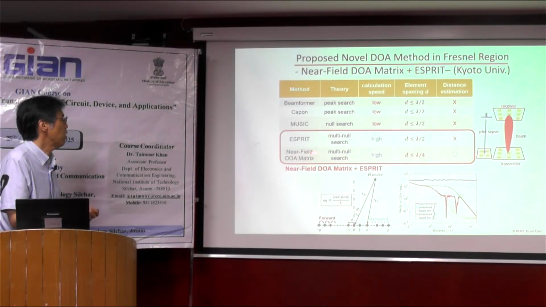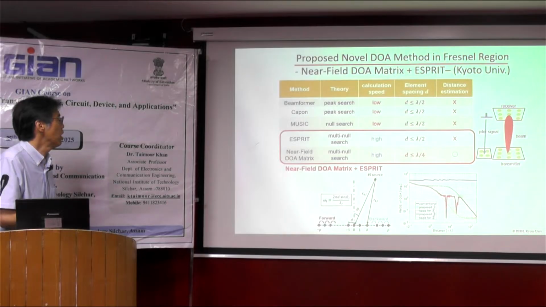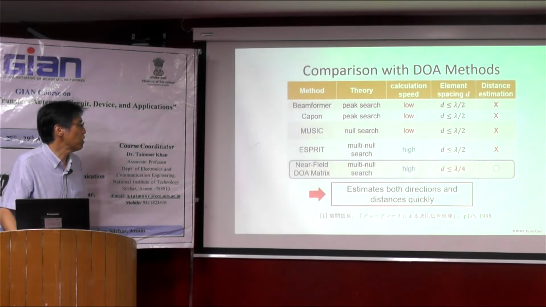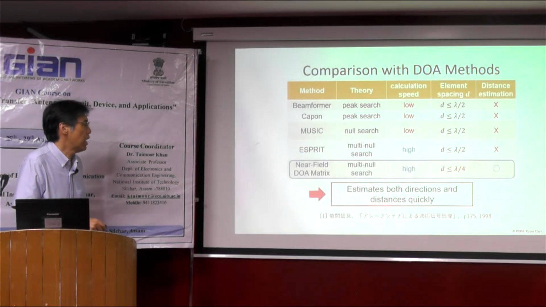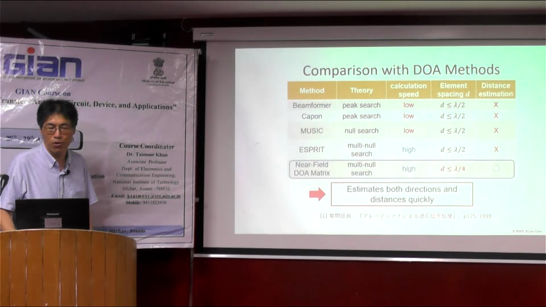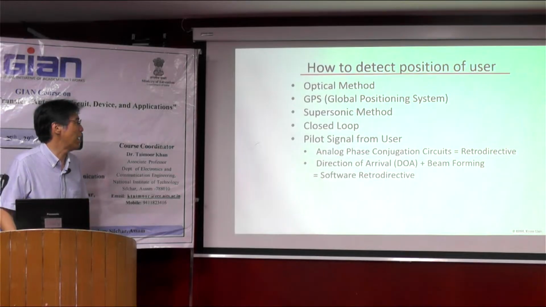But this was not enough, we think. So we add the high accurate DOA matrix named Esprit, and to detect the distance, we merge the near field DOA matrix into one. So based on this technology, we can estimate both direction and distance quickly. But I don't have enough time to explain all these algorithms. So let's move to the last one.